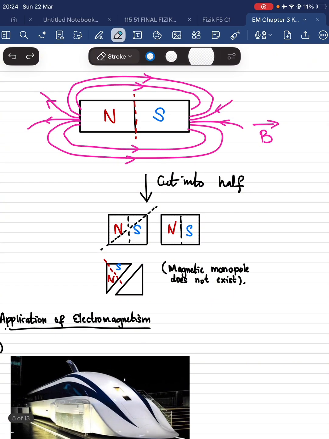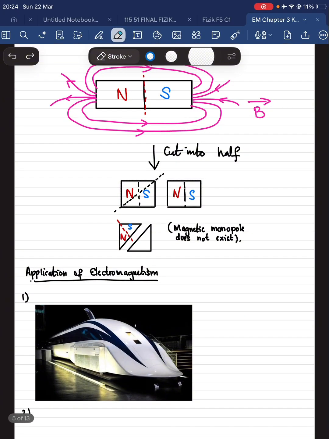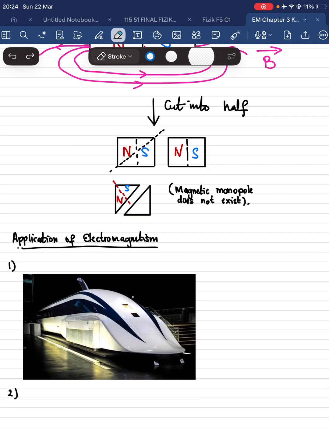So magnetic monopole does not exist. So you always have the pair of north and south, no matter how you cut it in half. So, the application of electromagnetism. Maybe you have seen these pictures. This is the maglev, magnetic levitation train, in Japan actually.